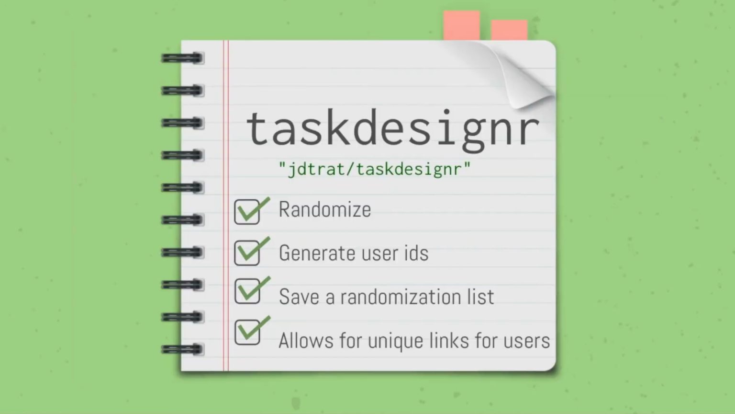We're developing a package in R that does this and a few other neat features like generates user IDs, saves a randomization list, allows for unique links for users, etc. It's very much under development, but you can find it on GitHub at jdtrat/taskdesignr.